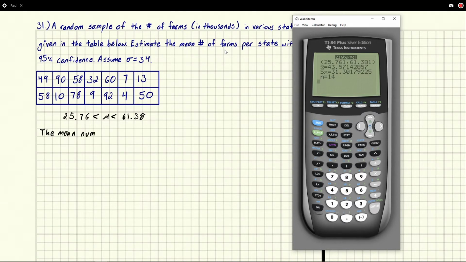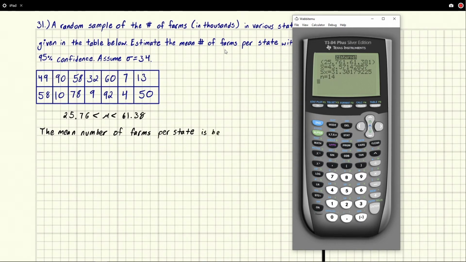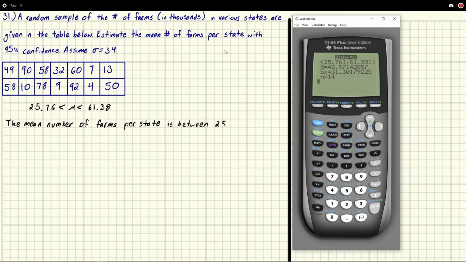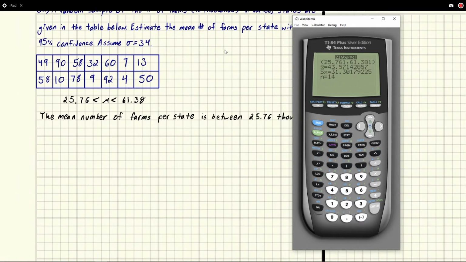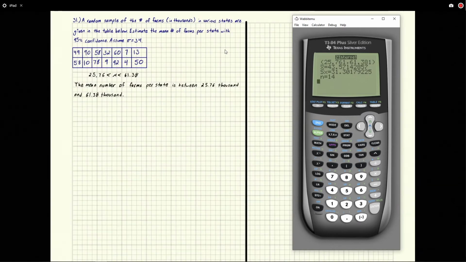number of farms per state is between 25.76 thousand, because remember we were in thousands, and 61.38 thousand. That's how you'd write it as a sentence. So you'd give it the interval, you could write it as a sentence, and you're good to go. And that's all you have to do.